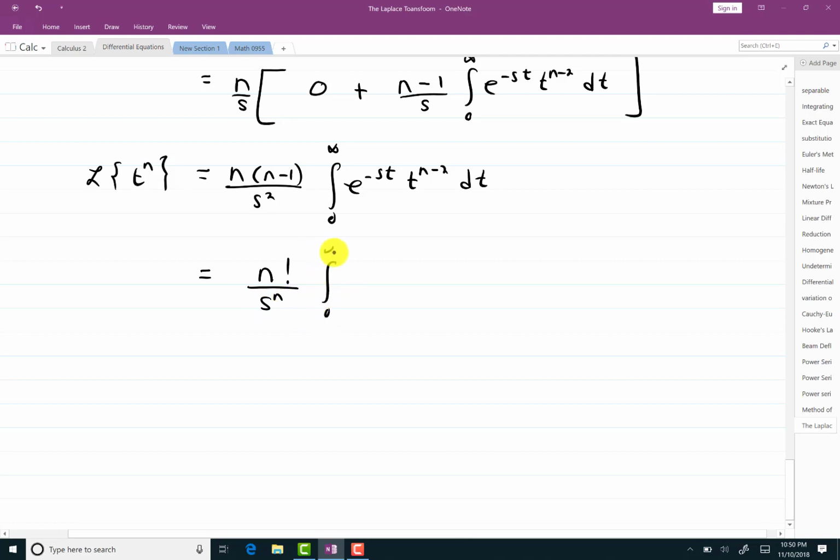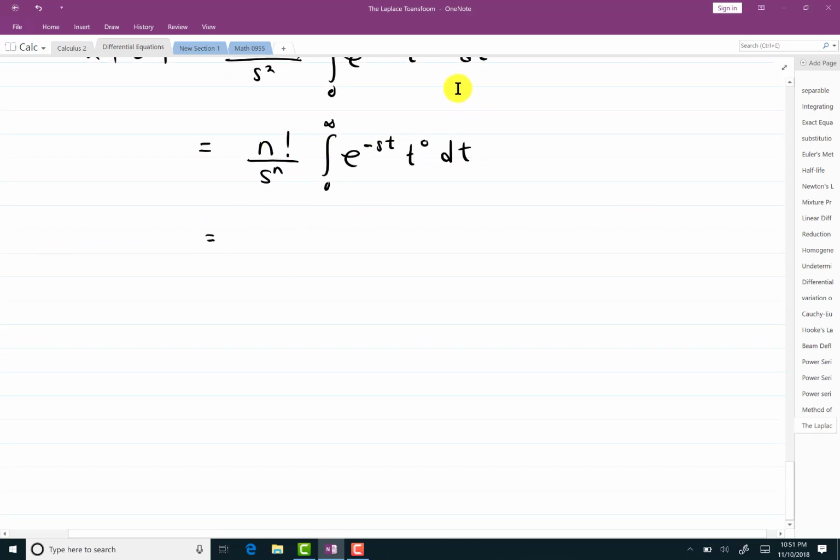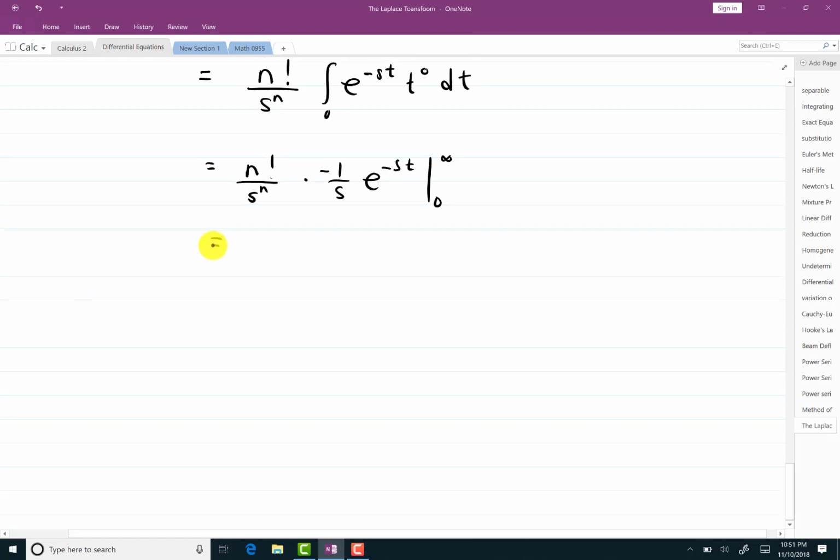The integral from 0 to infinity, e to the negative st, and by this time I will have dealt with all of the t's, and they're completely gone now. So now you can integrate directly, and you'll get negative 1 over s, e to the negative st from 0 to infinity. As with all the other ones, as t goes to infinity, this will go to 0, but then when I subtract this negative, it will become positive 1 over s, because when you plug 0 into there, you'll have e to the 0. I'll get n factorial all over s to the n plus 1.